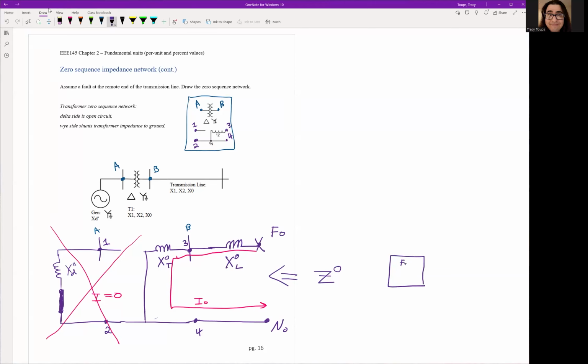This is F0 and N0, and we're coming out with our terminals. And that's going to be put into the network, and we draw as F.